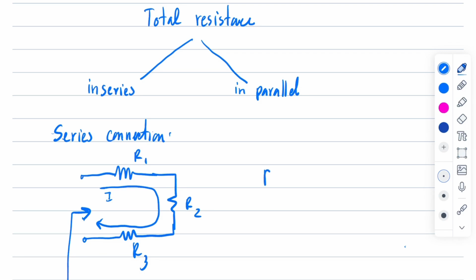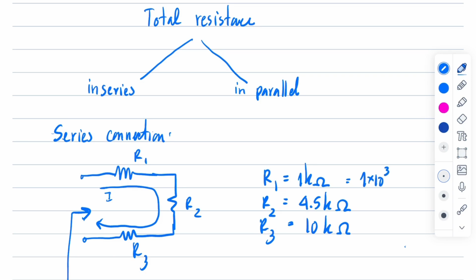Let's say that I assign R1 equal to 1 k ohms, R2 equal to 4.5 k ohms, and R3 is equal to 10 k ohms. Of course, k means 10 to the 3. So it's 1 times 10 to the 3 ohms, this is 4.5 times 10 to the 3, and 10 k ohms, like that.